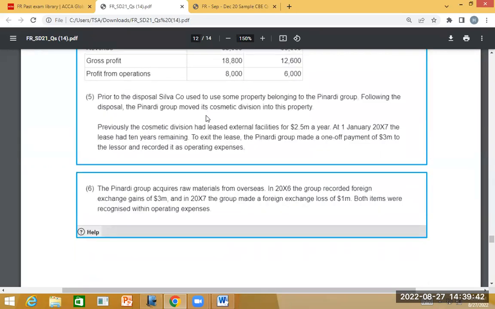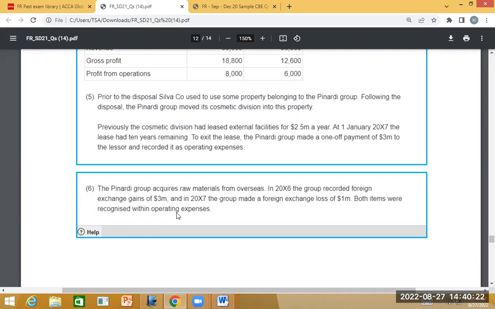The Pinardi Group acquired raw material from overseas. In 2006, the group recorded a foreign exchange gain of 3 million, and in 2007, the group made a foreign exchange loss of 1 million. So the results are quite fluctuating. Previously we had a gain, and now there is a loss. When we compare the two results, previously there was a one-off gain of 3 million in the income statement, and now there is a loss of 1 million. So these two figures will make the comparison imbalanced.